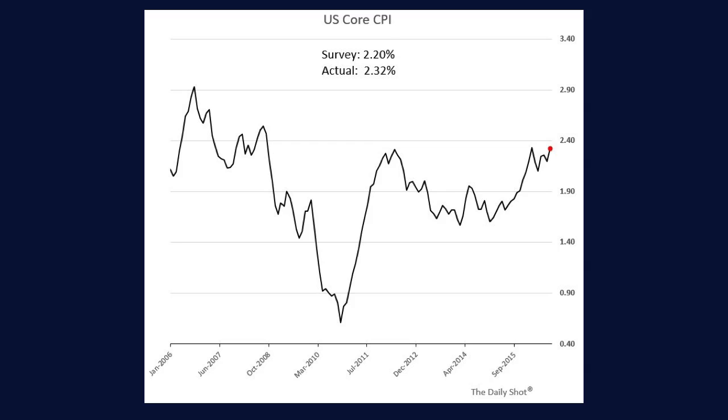I mean, even if they don't hike, they could be focusing on a hike in September, and that could cause additional weakness. Excuse me, they could focus on a hike in December. That could cause some additional weakness in precious metals.